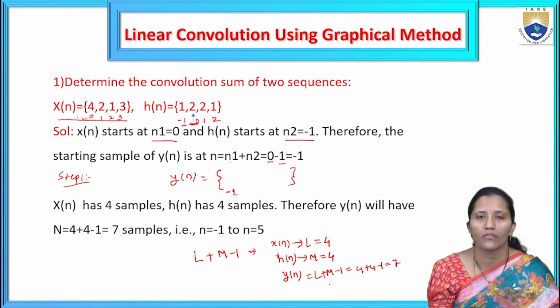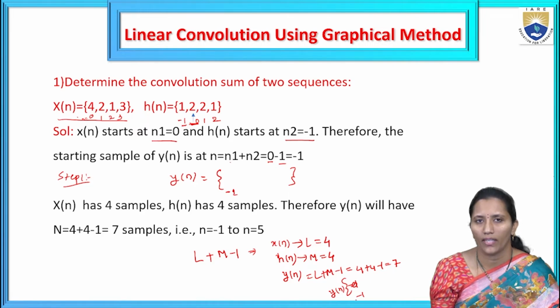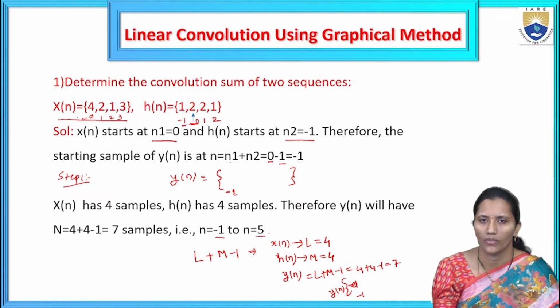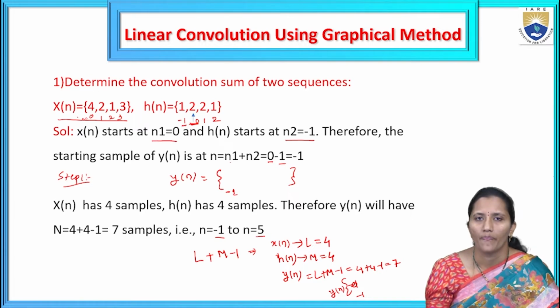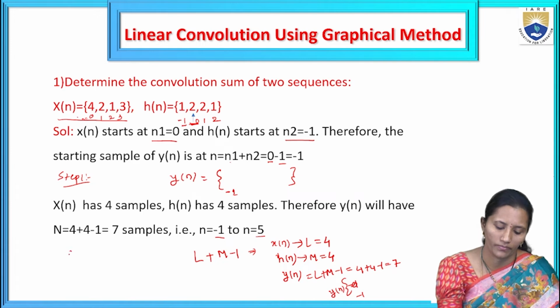Total 7 samples you will get here in the output. So here the starting index is minus 1 for y of n. The starting index n is equal to minus 1. You have 7 samples, so we can calculate the ending index by using the number of samples. So that is n equal to minus 1 to 5. You have 7 samples, so in the output y of n, you should get the 7 samples, and you have to find out the starting and ending indexes of your y of n. So this is step 2.